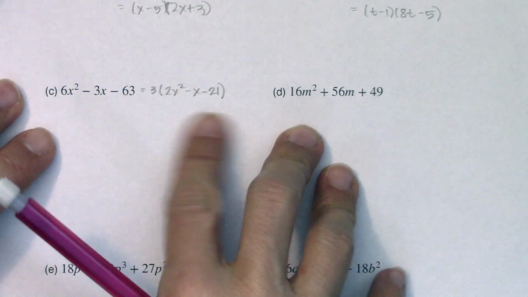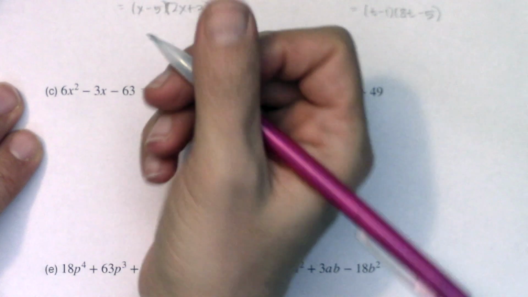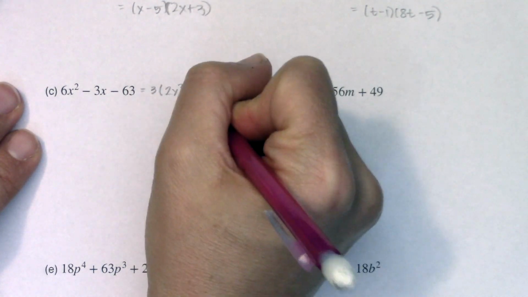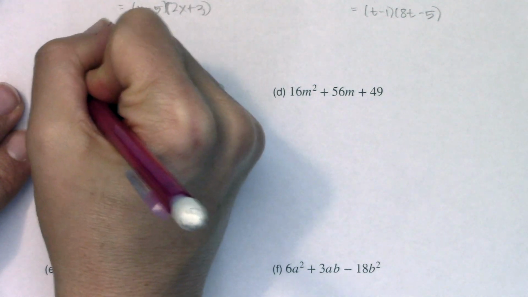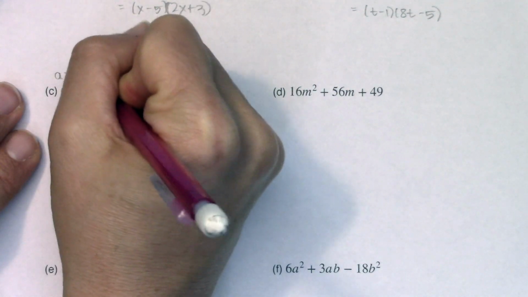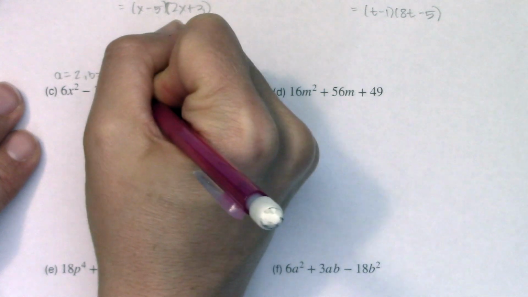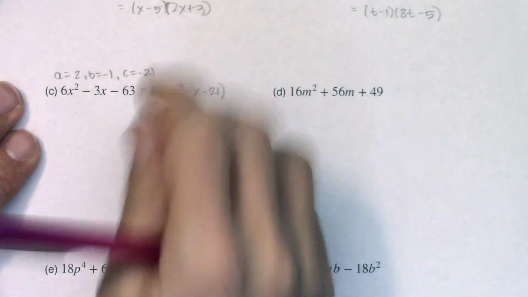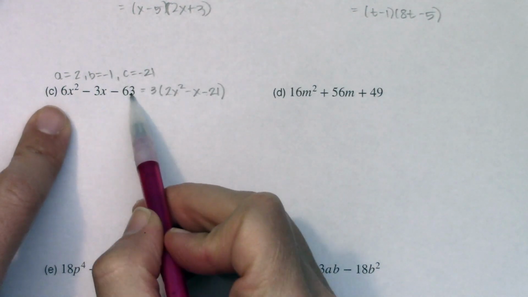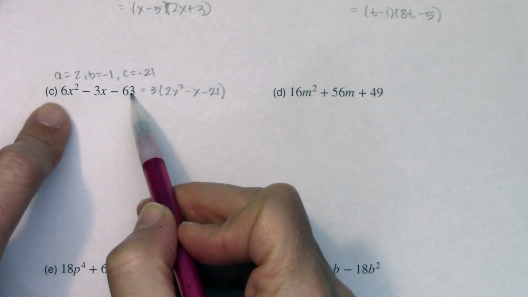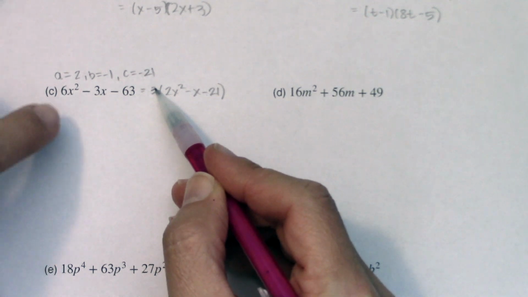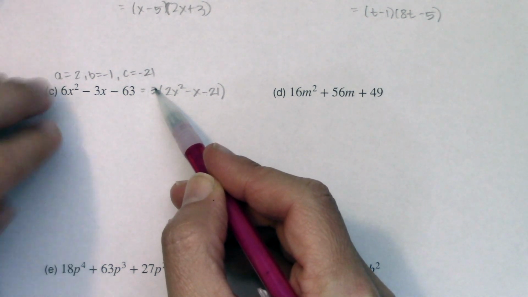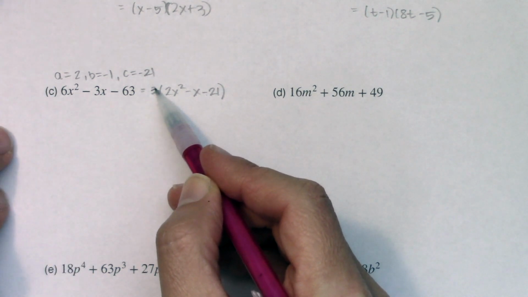I'm going to use the AC method just so we have that as an example. Now I'm going to use the numbers from the factored form. So I'm going to say A is 2, B is -1, and C is -21. If you wanted to rework this with 6, -3, and -63, you absolutely could. You're just going to have larger numbers. And since I already factored out the 3, as long as I keep a 3 on the side for the rest of my work, I'm good to go.